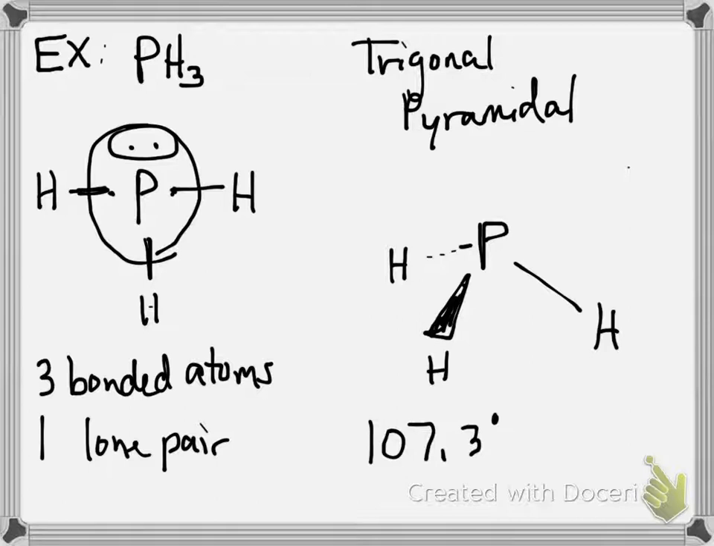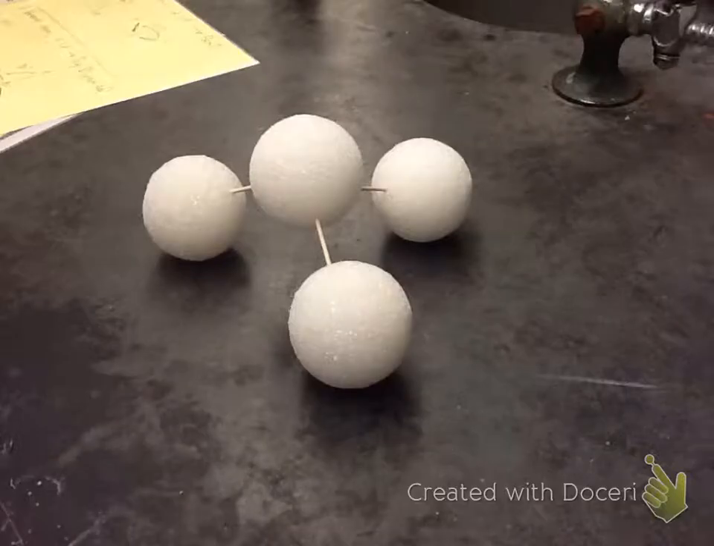Okay, and here's what it looks like. Okay, so it looks like a pyramid. It's not flat anymore. Remember the trigonal planar looked like a Y shape. Well, now we've added a lone pair, either top or bottom or wherever, and it's forcing them downward.